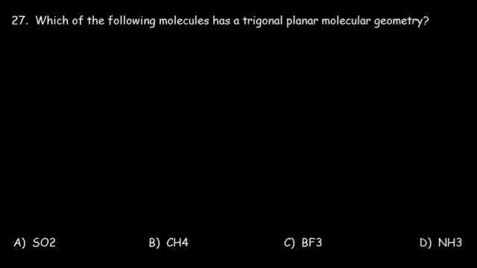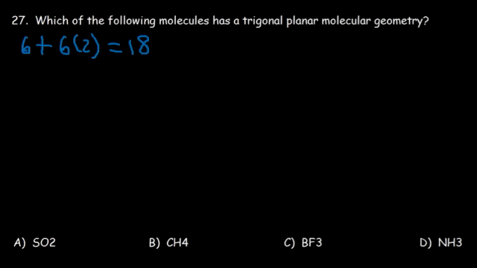Number 27, which of the following molecules has a trigonal planar molecular geometry? Is it A, B, C, or D? So let's draw each one. Let's start with sulfur dioxide. Sulfur has 6 valence electrons, and oxygen also has 6, but we have 2 of them, so there's a total of 18.